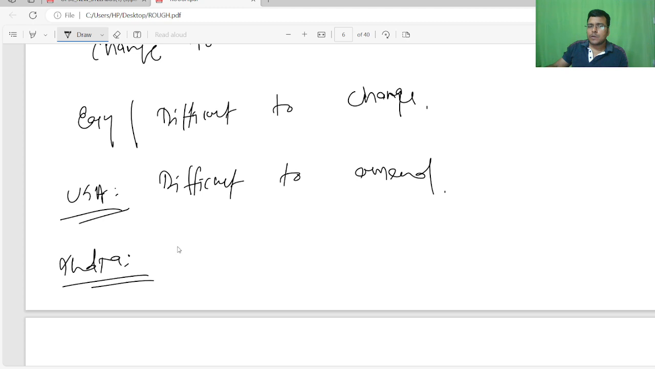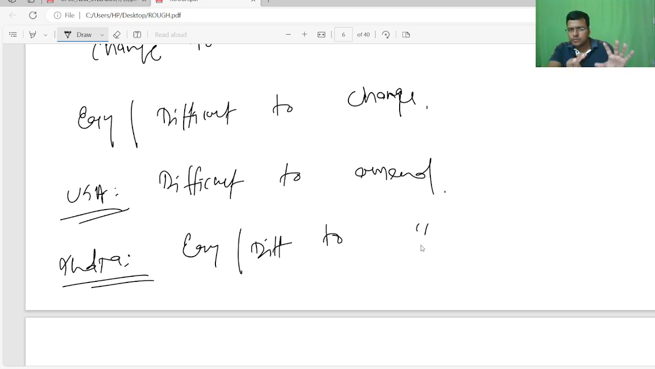India, we have both. It is both easy and difficult to amend. For example, we have simple features of amendment, amendment by simple majority, which we can call the flexible feature of the constitution. And there are some features that are very difficult to amend, what we call the rigid feature of the constitution. So we have both rigid and flexible features of the constitution. So this is the function of the constitution, we can say.